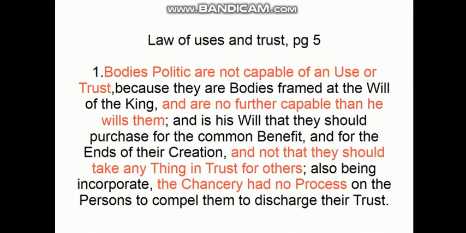Law of Uses and Trust, page 5. 1. Bodies politic are not capable of a use or trust, because they are bodies framed at the will of a king, and are no further capable than he wills them. And it is his will that they should purchase for the common benefit, and for the ends of their creation, and not that they should take anything of trust for others. Also, being incorporate, the Chancery had no process on the persons to compel them to discharge their trust.